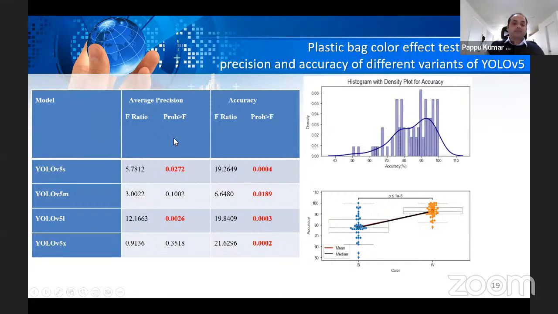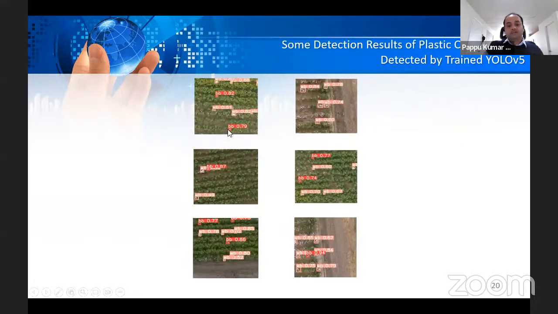In terms of average precision, we found there was a significant difference between the small, medium, large, and extra large models, whereas the medium model worked equally well for both brown and white bags. So this is how our result looks. In totality, it doesn't really matter much if you choose YOLOv5 medium or YOLOv5 extra large, you should still be able to detect your white and brown bags with similar accuracy.